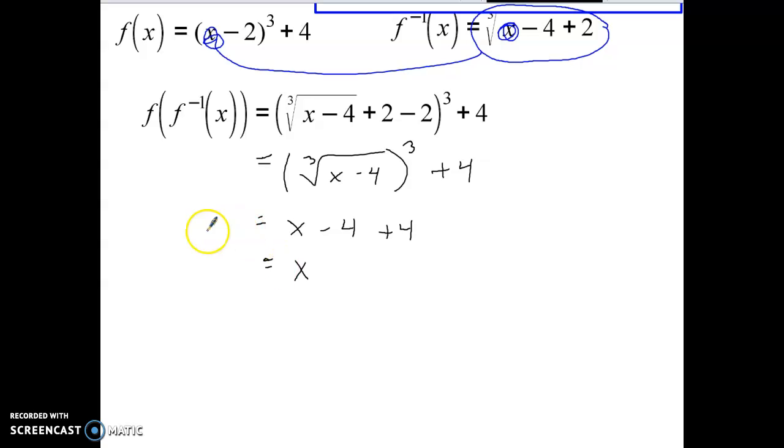So what happens is when I have a function and its inverse put together, this is called composition of functions. When I put them together, they undo one another. And what I have left is the original thing I started with, which is x. And I could also have done it the opposite way. I could have chosen to put the f inverse on the outside and the f on the inside, and I still would have come up with x because they undo one another regardless of which way you do the algebra. It's going to work out the same.